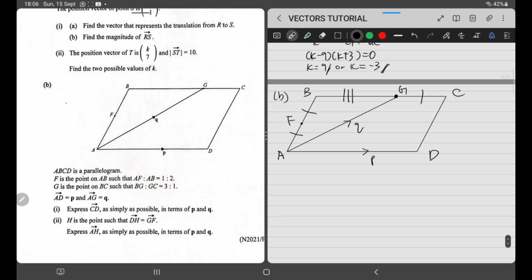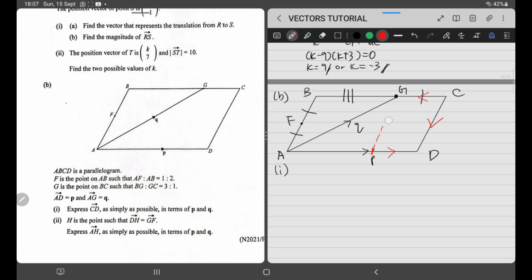Okay, now let's solve the question. They say express CD, C to D, as simply as possible in terms of P and Q. So if you realize this is a parallelogram, right? That means if you want to walk from C to D, you can actually walk from C to G, then G to P, and then P to D. Right? You can walk from C to G, then G to P, and then P to D.